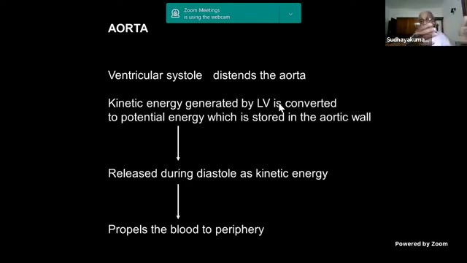In ventricular diastole, the ventricle relaxes, so it draws the blood also. So there are two things. One, the kinetic energy which has been stored in the aortic wall during the distension is released during diastole, again as kinetic energy which propels the blood in diastole. Then the ventricle relaxes, it accepts or draws the blood also.